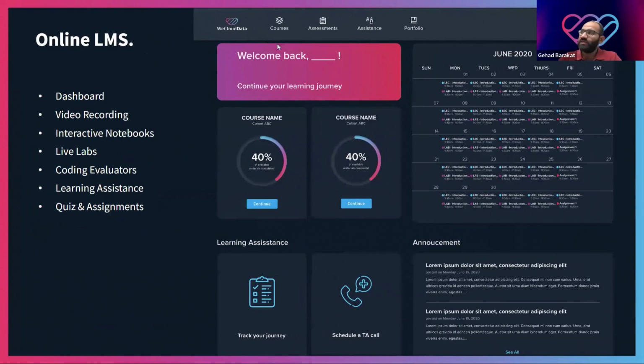All of our students get access to our learning management system, which keeps them updated about what we are teaching and the previous lectures that they had, and they are able to interact with the TAs, submit their capstone and their assignments, and do quizzes as well, to make sure at the end they get a complete learning journey.